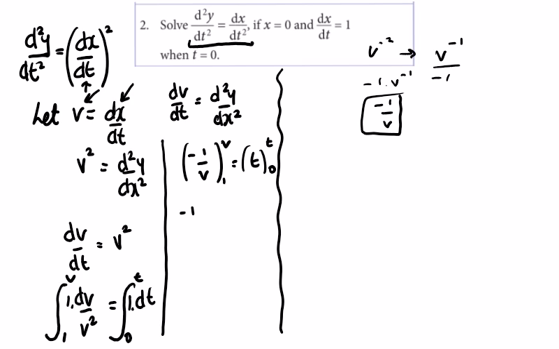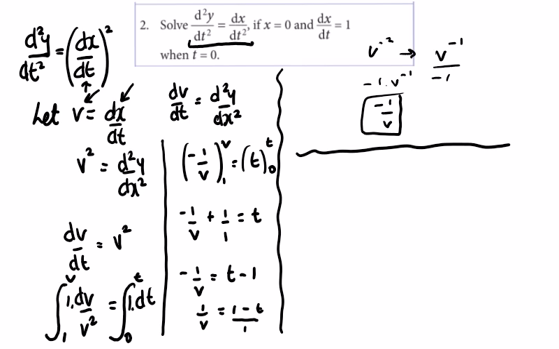So we're going to get minus 1 over v minus 1 over 1, so that's going to be plus 1 over 1 is equal to t. So we're going to get minus 1 over v is equal to t minus 1, which will be 1 over v. We change all the signs, it will be equal to 1 minus t. And if we invert both fractions, v is equal to 1 over 1 minus t.